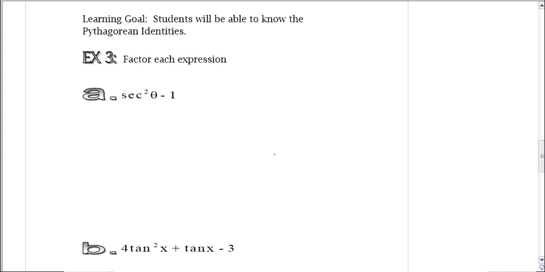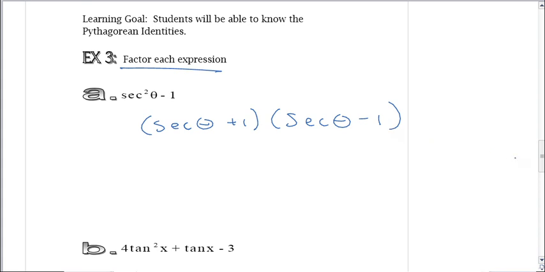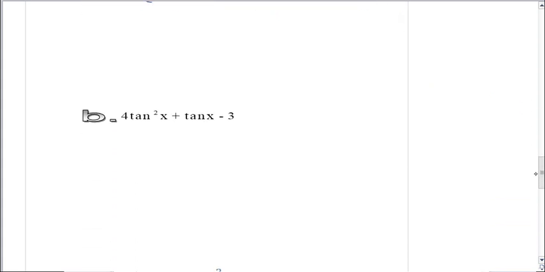Okay, so let's use this idea now. It says secant squared theta minus 1. Now in this case, they just want us to factor the expression. I think they're getting us ready for something bigger, so I don't think we're going to use our identity quite yet. This is a difference of squares. This just makes secant theta plus 1 times the quantity secant theta minus 1. So no identity needed here, but it's coming up, trust me.